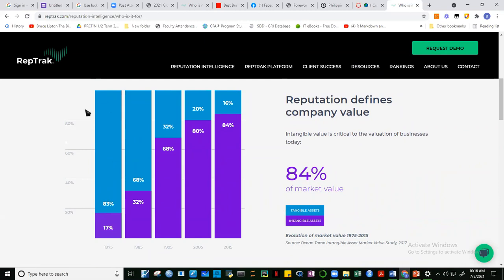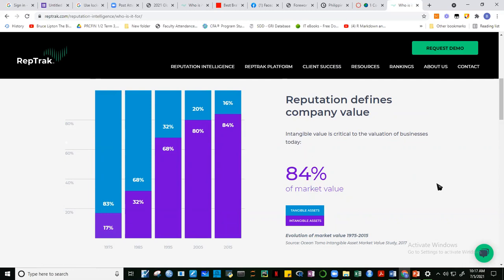So tangible assets, guys, are assets that can be seen, that can be touched. Only 17% are intangible. Over time, guys, in 1985 we see the proportion of tangible assets which drive market value. Fast forward to 2015, look, guys, it has reversed. It's now the intangible assets that drive market value. So brand, guys, as an intangible asset, has been known to drive 84% of the shareholder value of the firm. Wow, it's the reputation that matters.